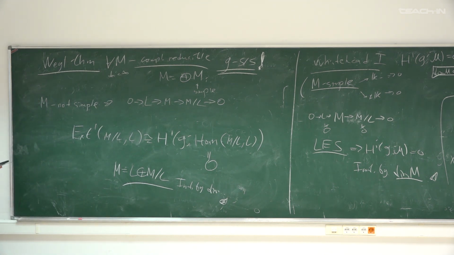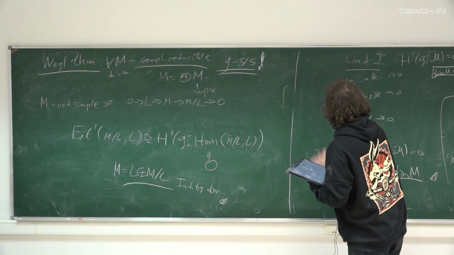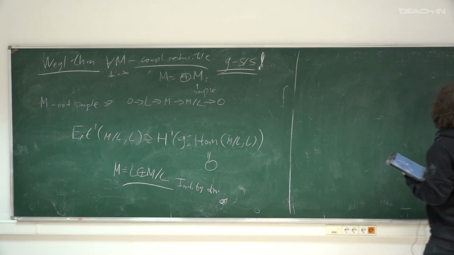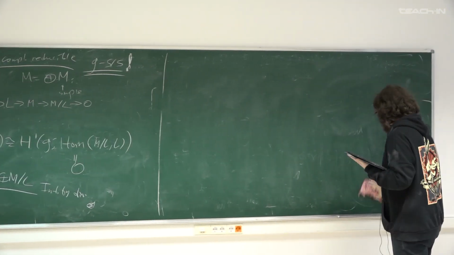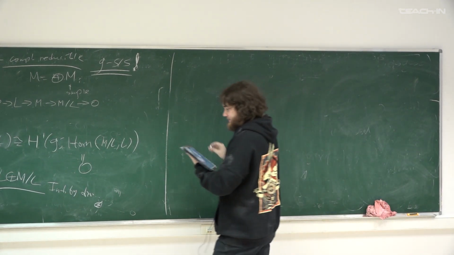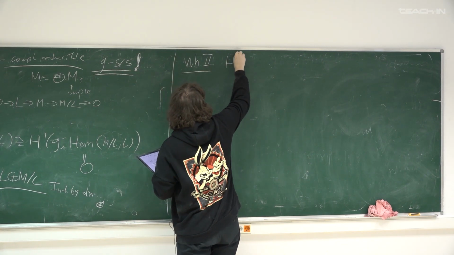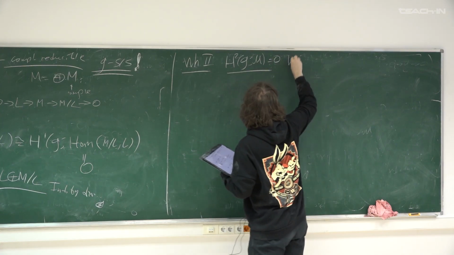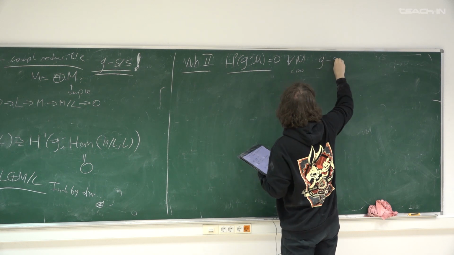And Whitehead's second theorem says that the second cohomology of a semi-simple algebra is trivial also. Third cohomology is not always trivial, but the first and the second are always trivial. Whitehead's second theorem says that the second cohomology of G with coefficients in M is 0 for any finitely dimensional M, of course, and G is semi-simple.